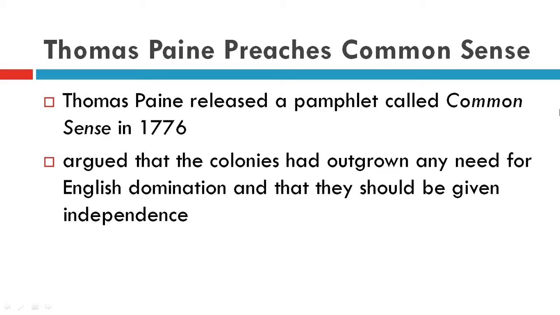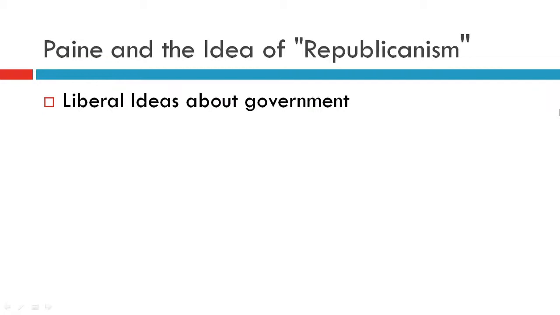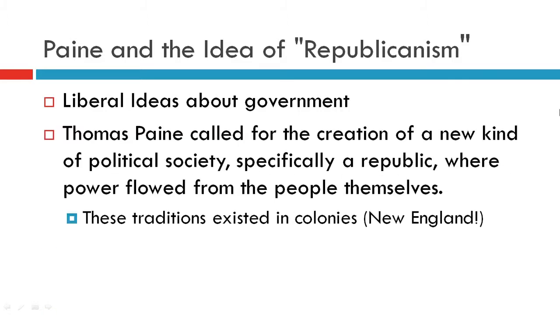What is he saying? Part of what he's saying here is that this system of mercantilism was restrictive to the colonies, who could do better if they were not a part of this British Empire any longer. And here he is, one of the most widely read pamphlets ever. These enlightened ideas that Paine is discussing in Common Sense are liberal ideas about republicanism. And he's calling for the creation of a new kind of political society, specifically a republic, where power flowed from the people themselves. This is sort of like that social contract idea of government by consent.